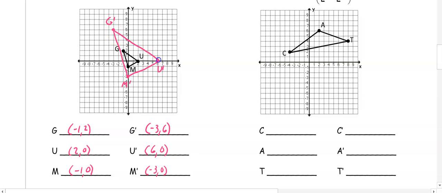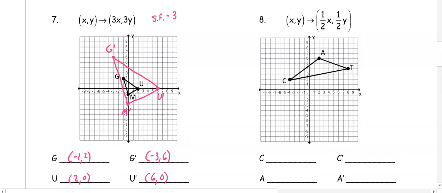So notice because the number was greater than 1, our shape got larger. In number 8, we have x, y changes to 1/2 x and 1/2 y. So this time our scale factor is equal to 1/2. We should expect our shape to get smaller because it's less than 1.